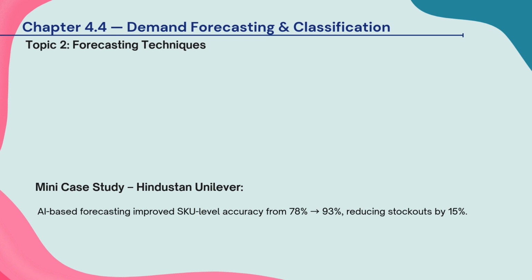Case example, Hindustan Unilever. By using AI-based forecasting, HUL improved its SKU forecasting accuracy from 78% to 93% and reduced stockouts by 15%. This shows how advanced forecasting improves inventory planning and customer service.